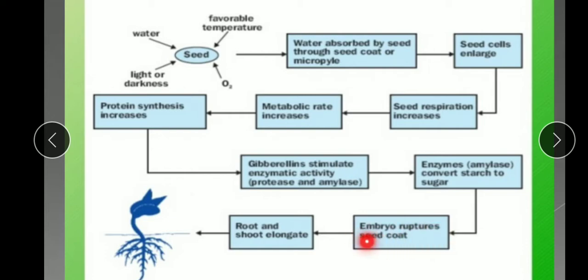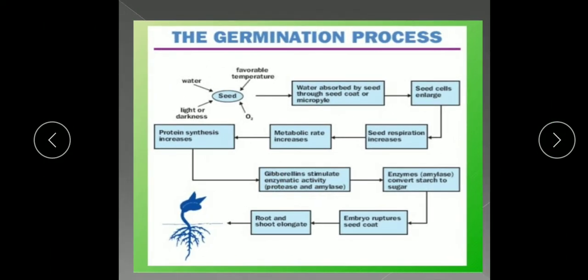So the embryo ruptures the seed coat because growth takes place in the embryo. So the embryo ruptures the seed coat and comes out, and the plumule and the radicle parts of the embryo develop into the shoot and root. The plumule part develops into the shoot and the radicle part develops into the root. So this is the whole process of germination in a seed.